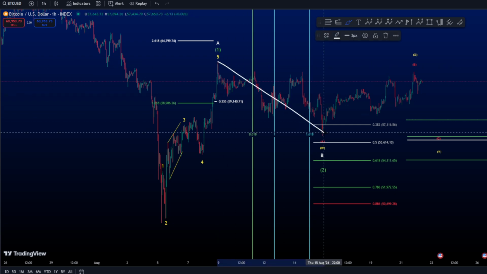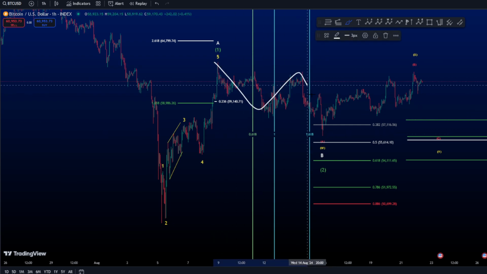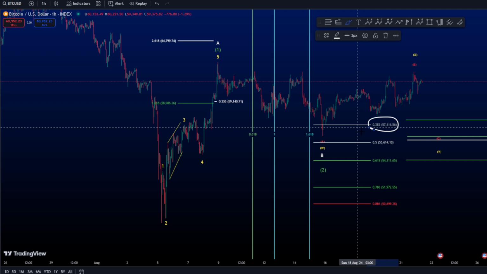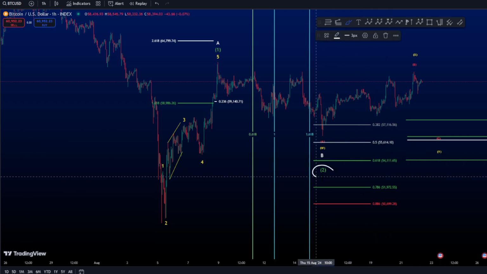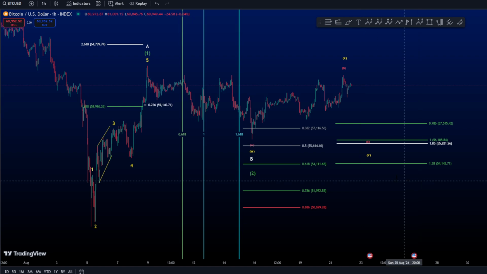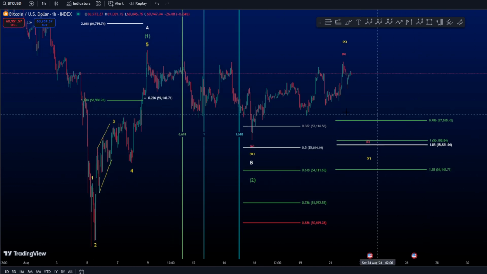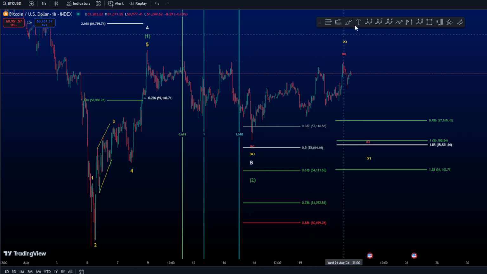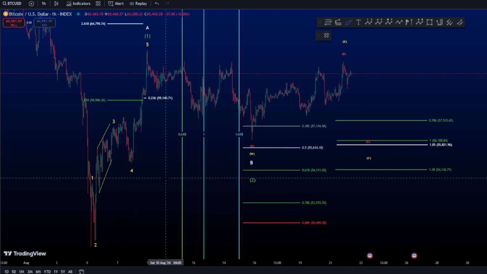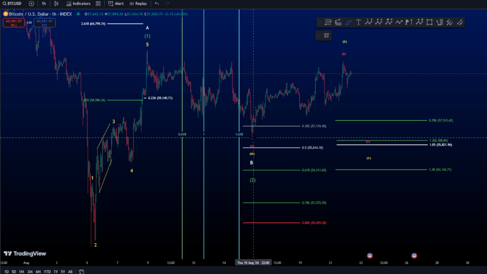Or this could be a W, or W, X, Y. Okay, so it's a very complex target, which it did not hit even lower than 0.38, which is not common for wave 2. Therefore, possibilities reduce much more for a 1, 2. Let's be honest, right?